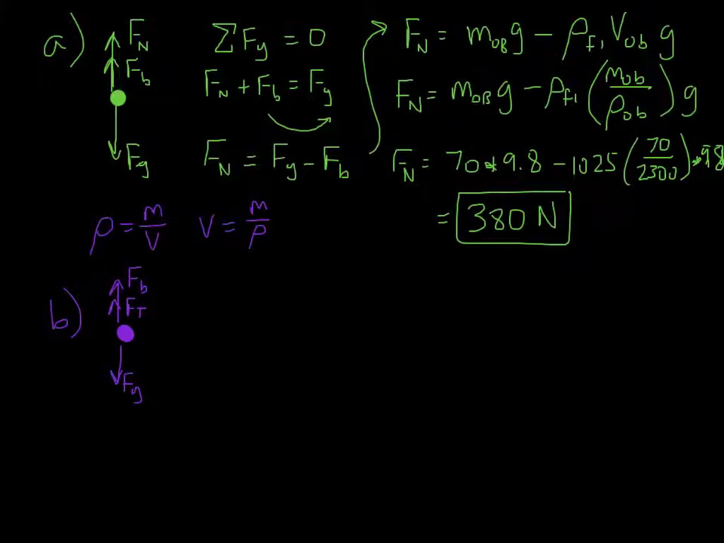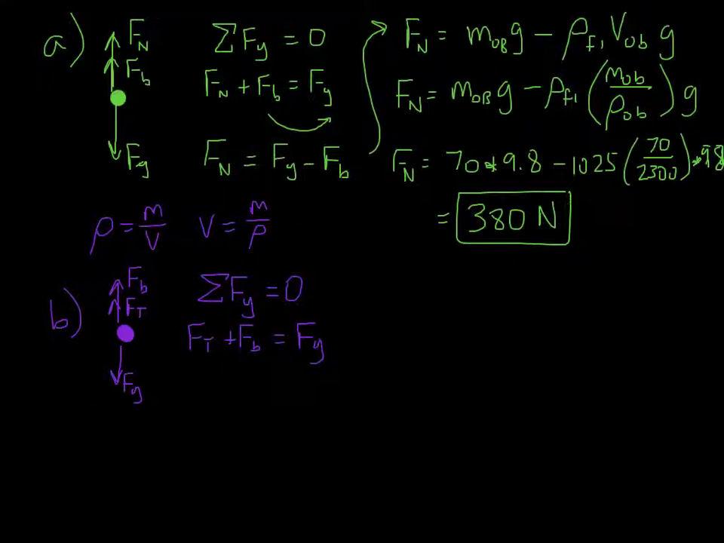Since it's being pulled at a constant speed, we're still going to use Newton's first law. The net force is equal to 0. Remember, we only use the second law when there's acceleration. So that means the two upward forces, Ft plus Fb, are equal to Fg.